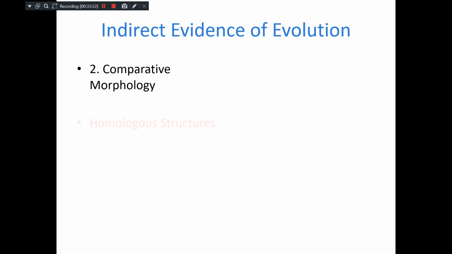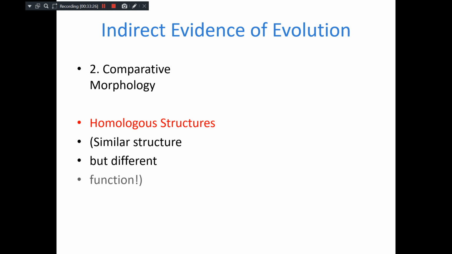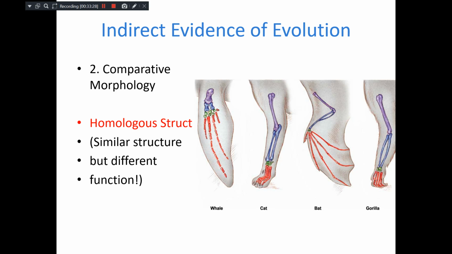So this gives us some indirect evidence with respect to evolution. Comparative morphology, homologous structure: similar structure but different function. The photograph will clearly tell you. See, there are two bones always, radius and ulna. Humerus, a single bone, then radius and ulna, then you have carpals, metacarpals, phalanges.